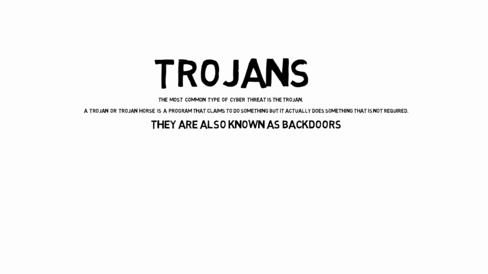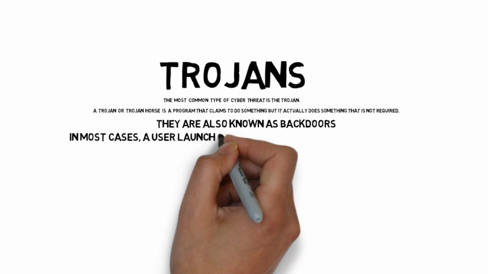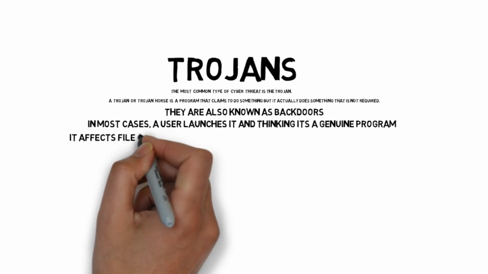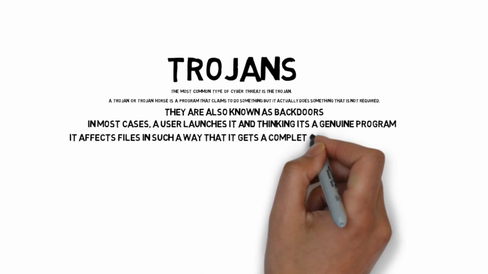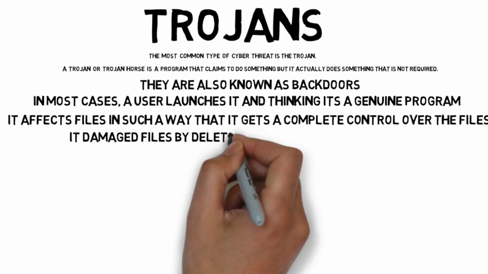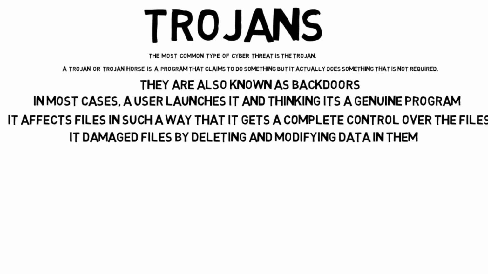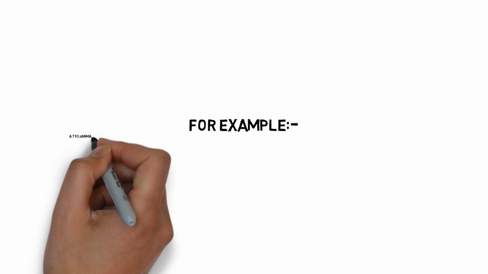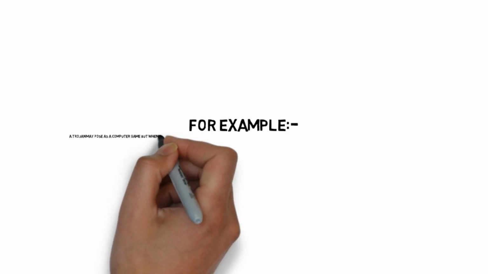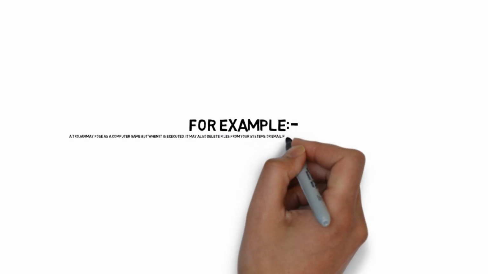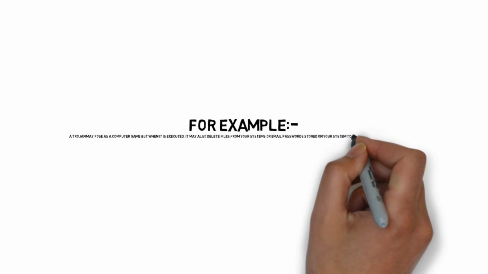In most cases, a user launches it thinking it is a genuine program, but it affects files in such a way that it gets complete control over the files. It damages files by deleting and modifying data in them. For example, a Trojan may pose as a computer game, but when it is executed, it may also delete files from your systems or email passwords stored on your systems to the Trojan writer's email address.